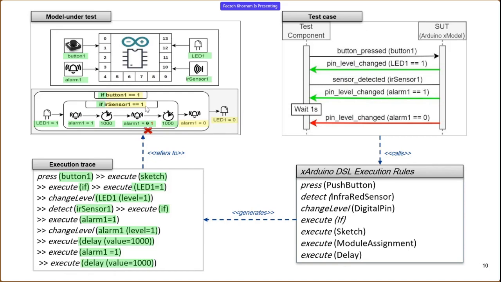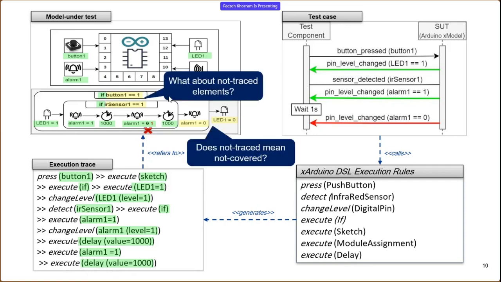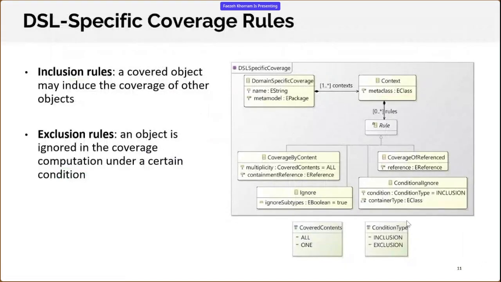But as you can see, there are some yellow highlighted elements. These are the elements that are not seen in the trace. But the question is, are these not traced elements not covered by the test case, or are they not traced because what we have in the execution trace depends on what kind of execution rules we have in our DSL definition? So the granularity depends on that.